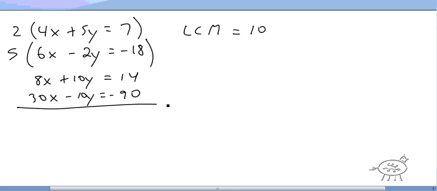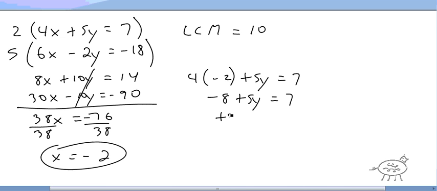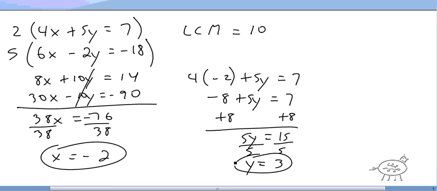Okay, so you have your calculator too. So you get 38x, that cancels, and we have negative 76. Divide by 38, x comes out to be negative 2. Plug it back into the top one because I have less negatives. So 4 times negative 2 plus 5y is equal to 7. So negative 8 plus 5y equals 7. Add 8 to both sides. 5y equals 15. Divide by 5. Y equals 3. So my answer is negative 2, 3.